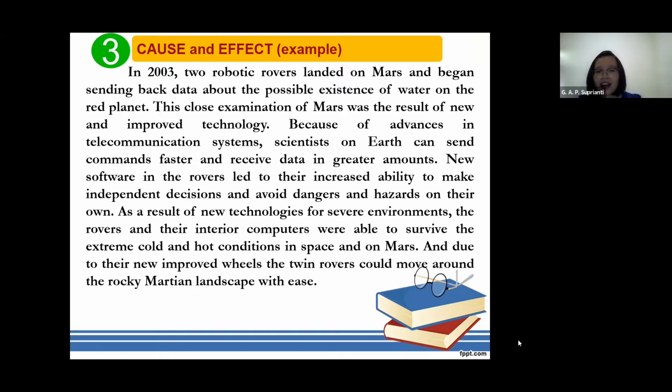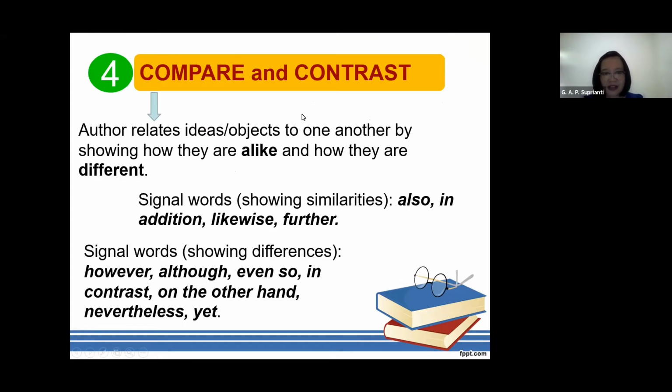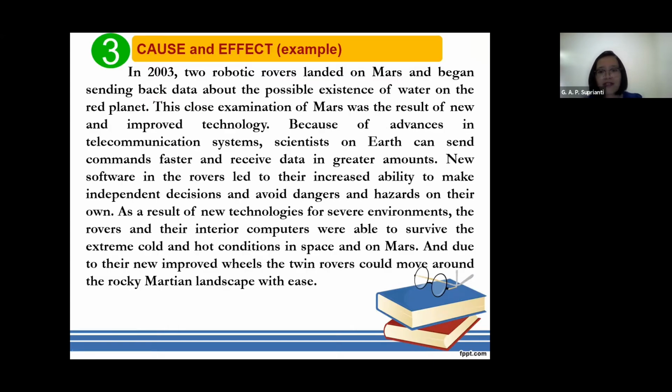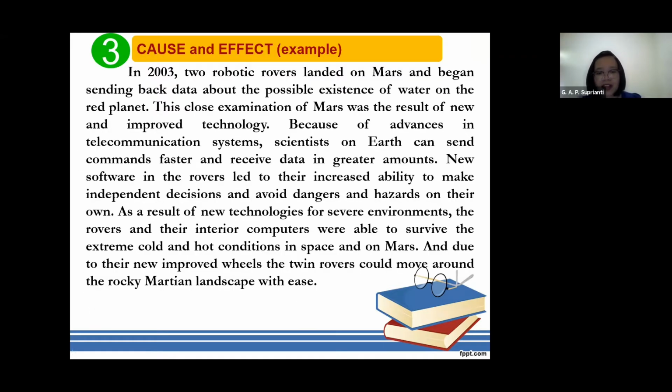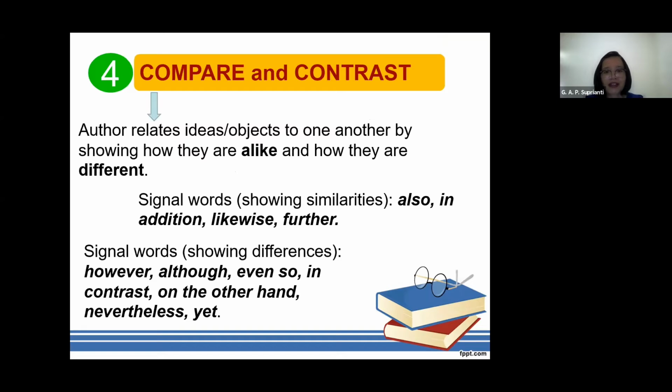So that's the way how you identify cause and effect. Okay. Again and again, I remind you that one cause might have one effect and one cause may have several effects. Yeah. Next, we are going to talk about compare and contrast. Okay, compare and contrast.